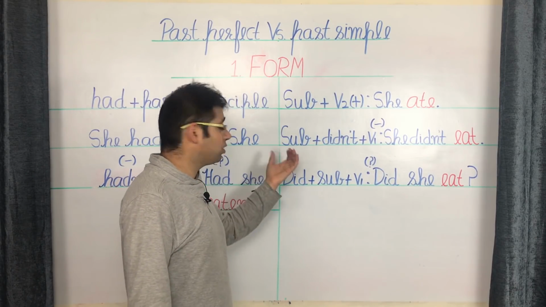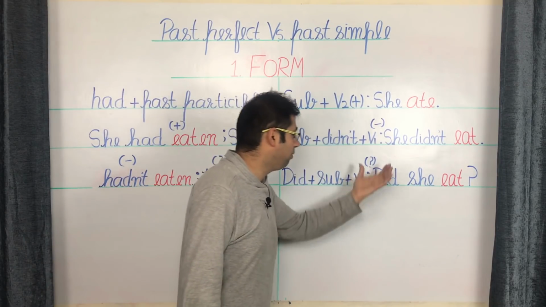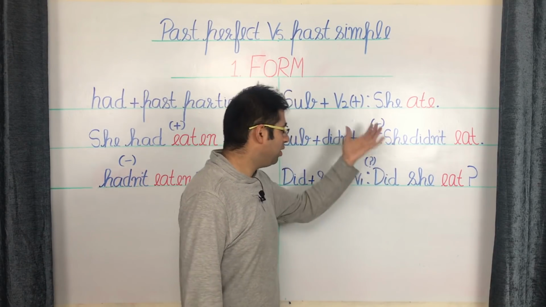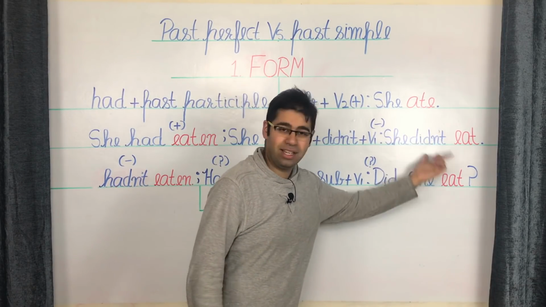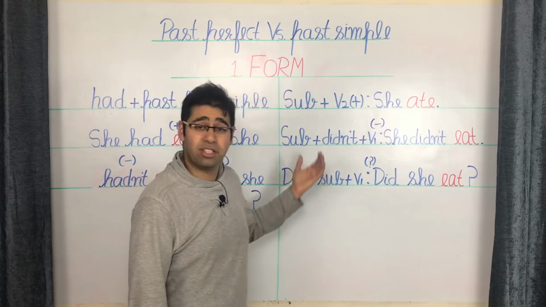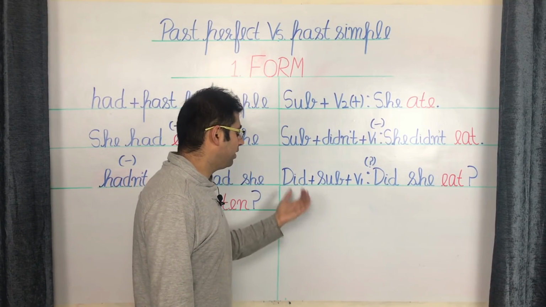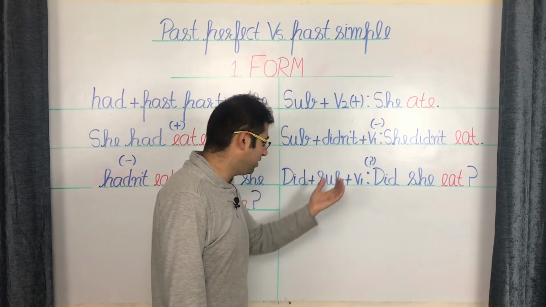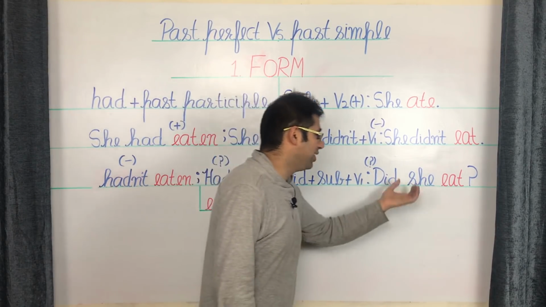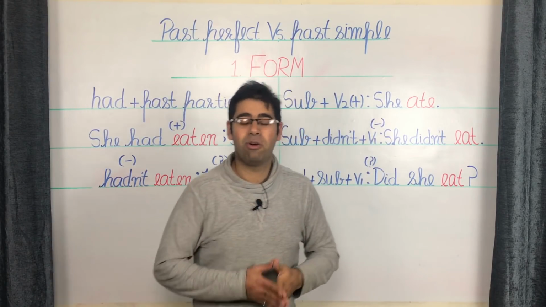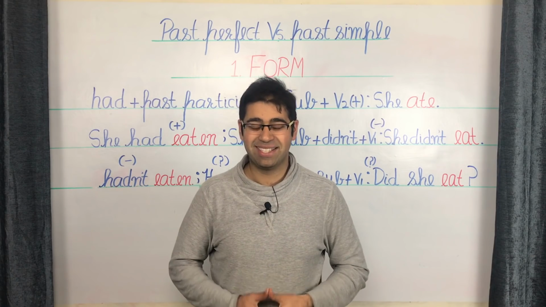So you have the structure for the negative as subject followed by didn't followed by V1, or the verb in its first form, and you have the sentence as she didn't eat, not ate but eat. Similarly, when we arrive at the interrogative, you have that sentence structure changed to did followed by the subject followed by the verb once again in its first form, and you have your sentence as did she eat. That's all about the forms. Now let's proceed to inquire into the meanings of these two tenses. Let's go.